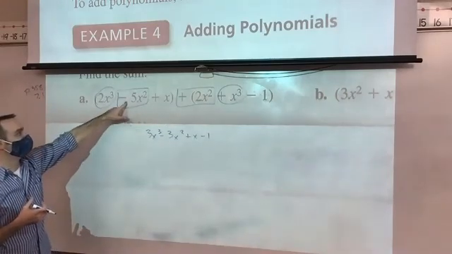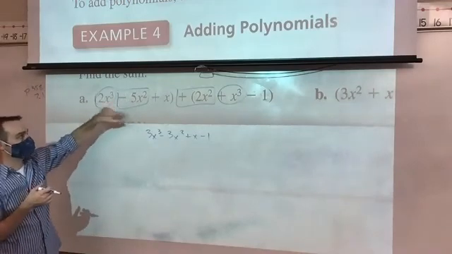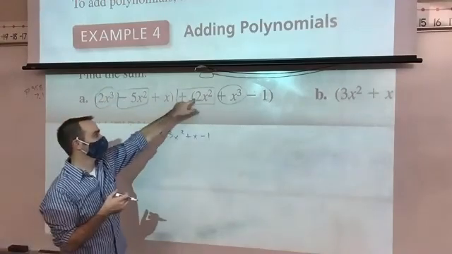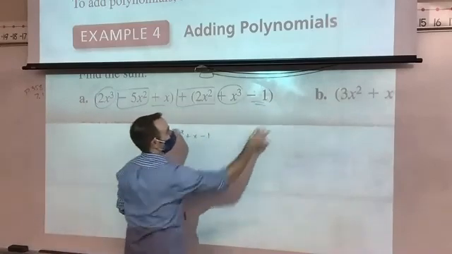I have negative 5x squared. Remember that sign belongs to the term after it. So when I circle it or I box it, I take that sign with it. I have negative 5x squared plus 2x squared, which gives me negative 3x squared. And I got a plus x, and I got a minus 1.